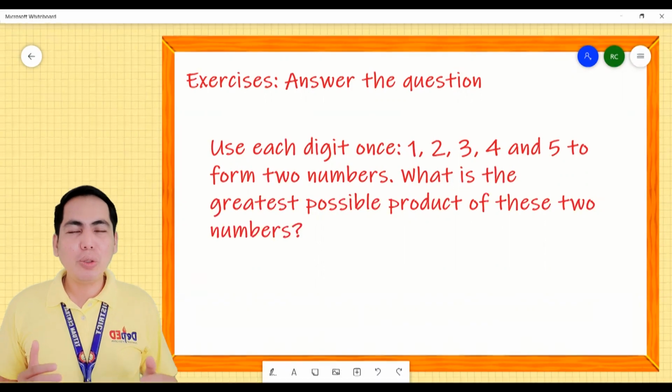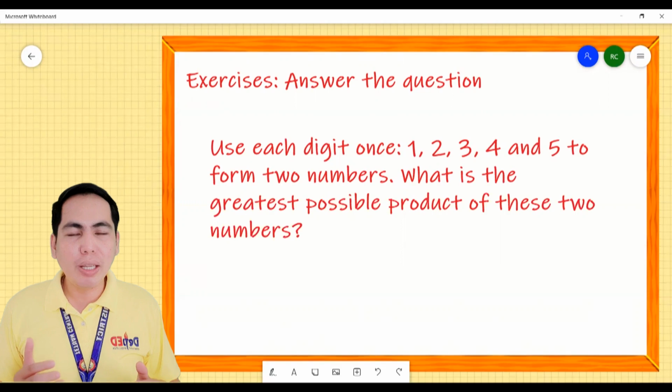So there you have it, how to multiply whole numbers using the long multiplication method and the lattice method.